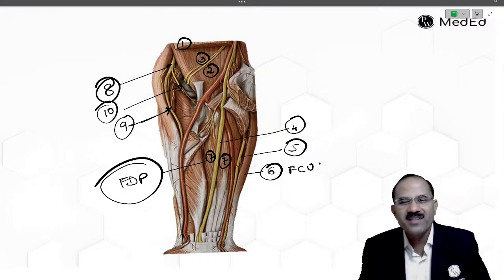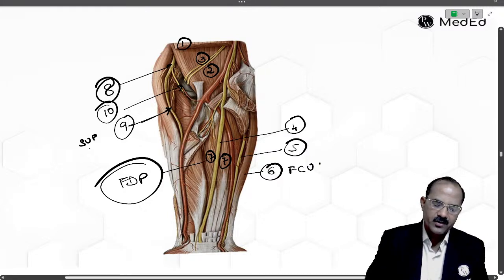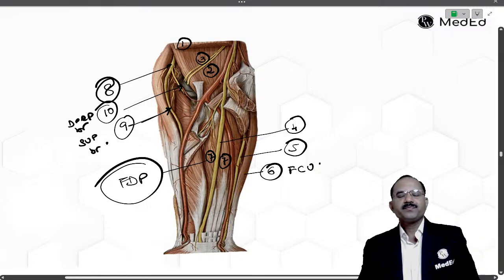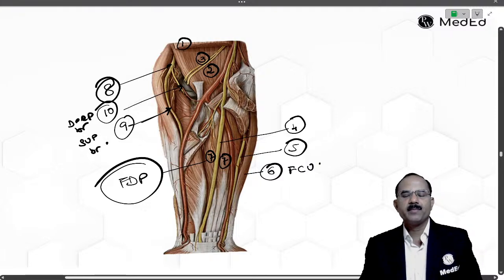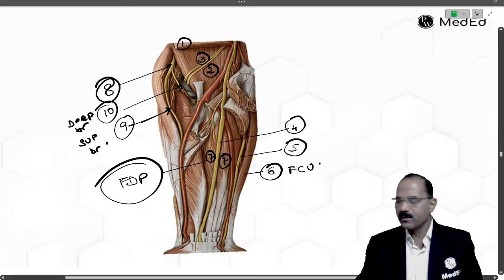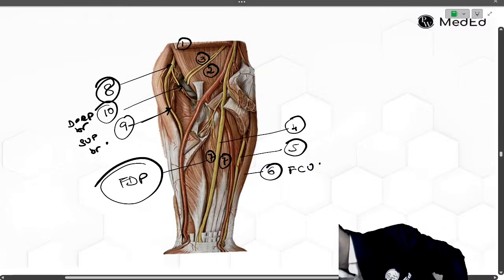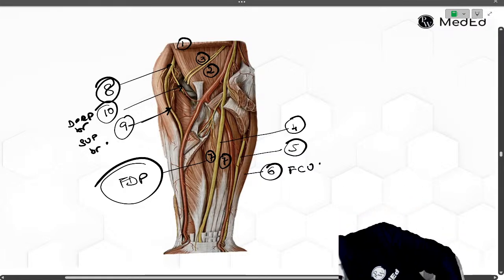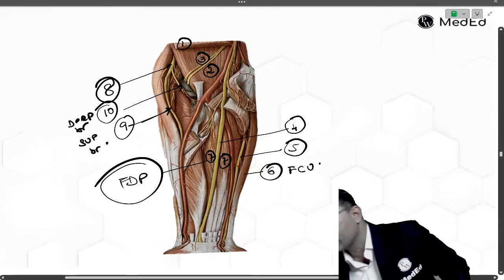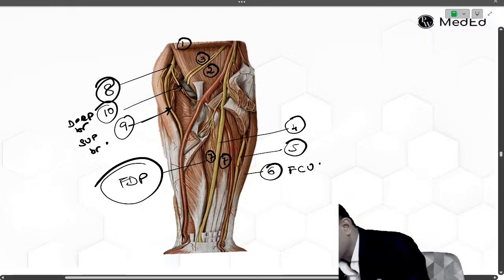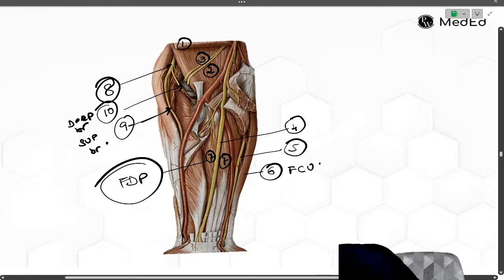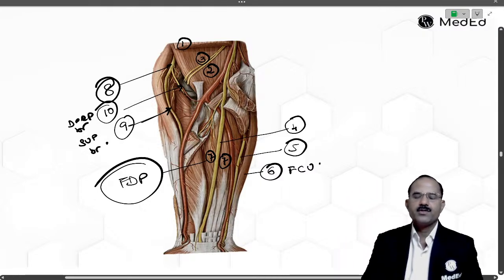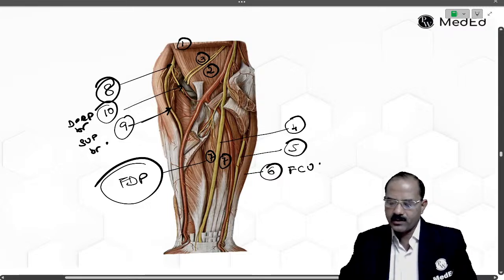So what is number 9? Number 9 is the superficial branch of the radial nerve, and number 10 is the deep branch of the radial nerve. What is the deep branch of the radial nerve known as? It's the posterior interosseous nerve. So, the superficial branch and the deep branch of the radial nerve.